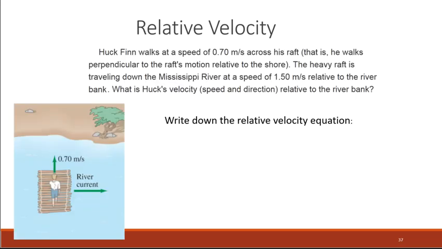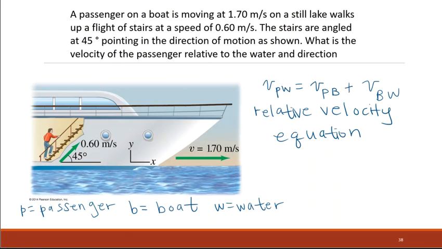There is this Huck Finn problem and this boat problem. So here the velocity of the passenger relative to the boat plus the boat relative to the water equals the person relative to the water.